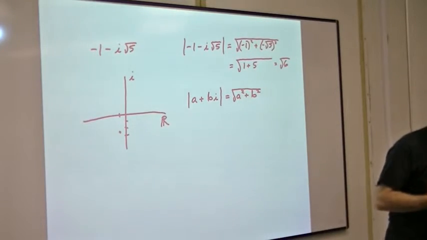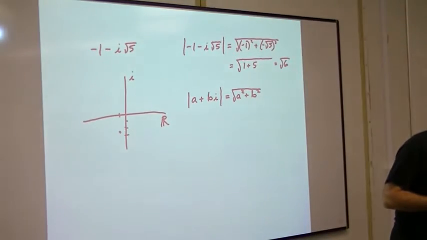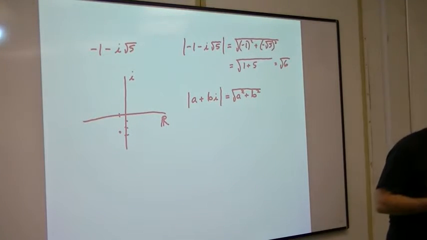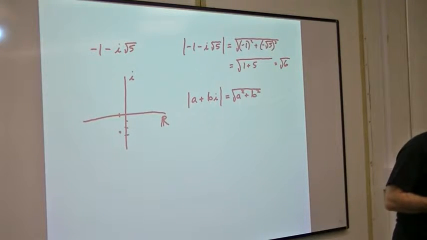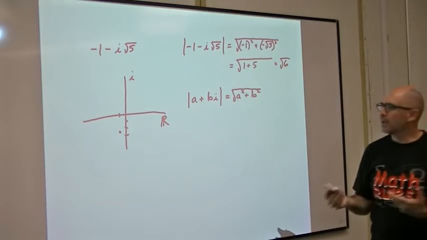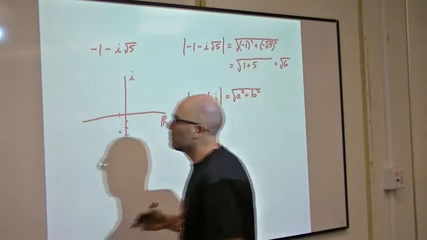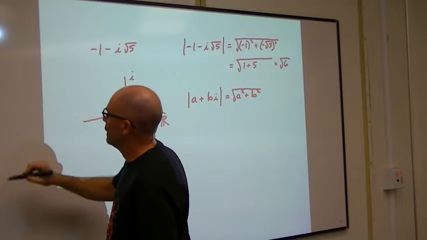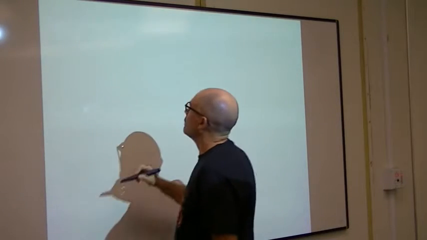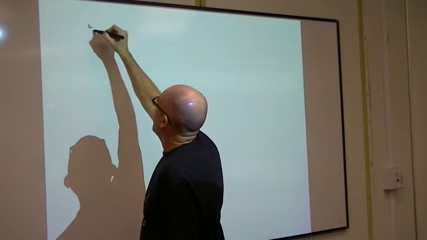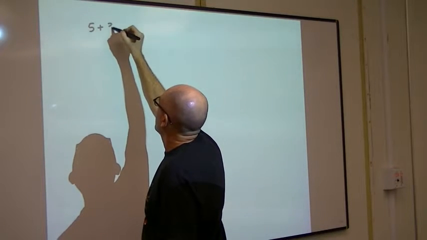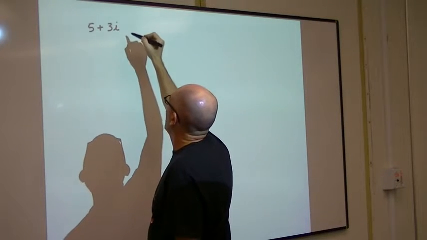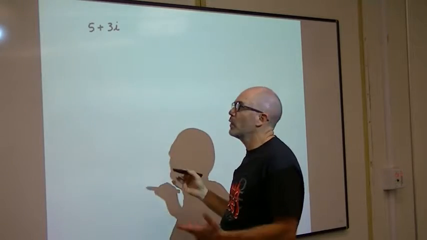Now, next we're going to be given complex numbers and we want to put them in polar form. So complex numbers in rectangular form, put them in polar form. Okay, so let's try that. Get rid of this stuff. All right, 5 plus 3i. This is rectangular form. We want it in polar form.